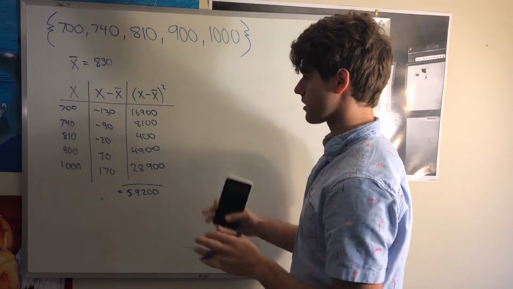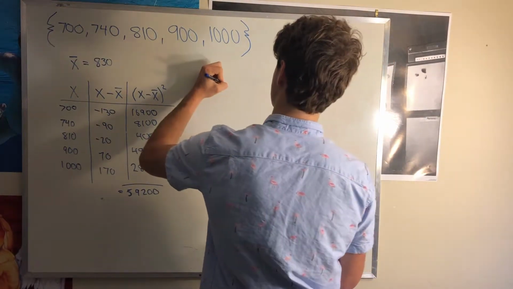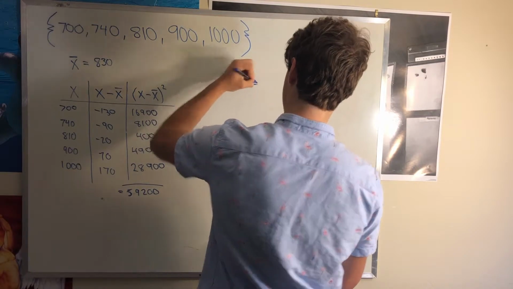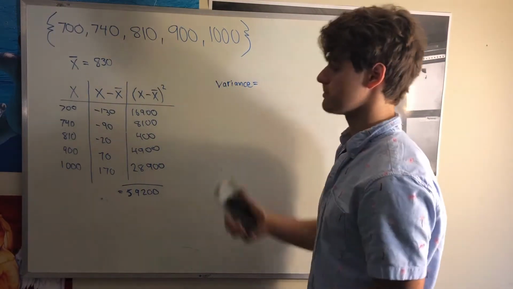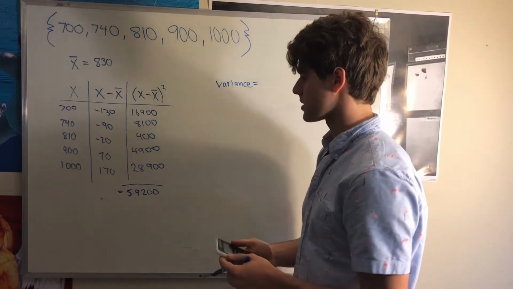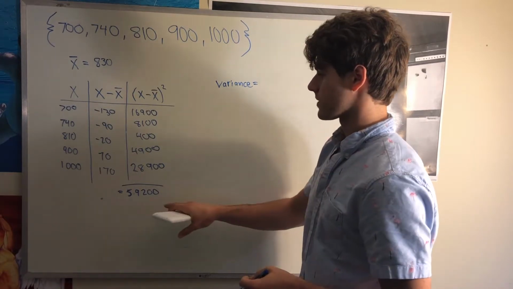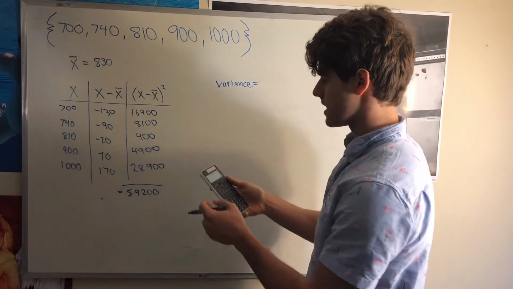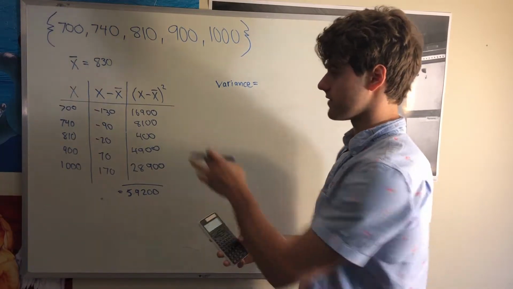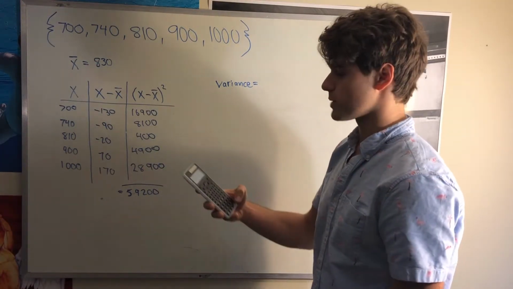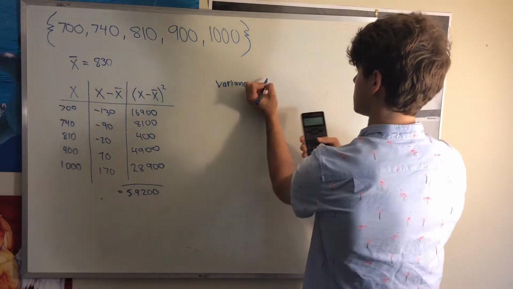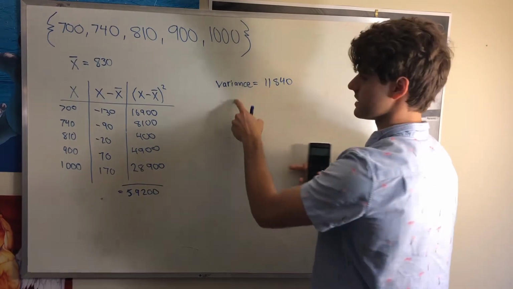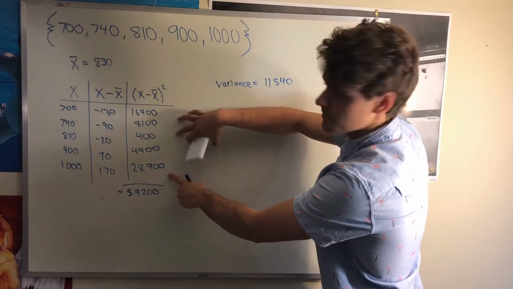Now we can find the variance. So the variance, it's just another unit of measure, or way of measuring a set of numbers. The variance is going to be the average of all of these values, right? So the sum of all of them, divided by 5, the number of items we have here. So variance is 11,840, right? Variance is the average of this column.